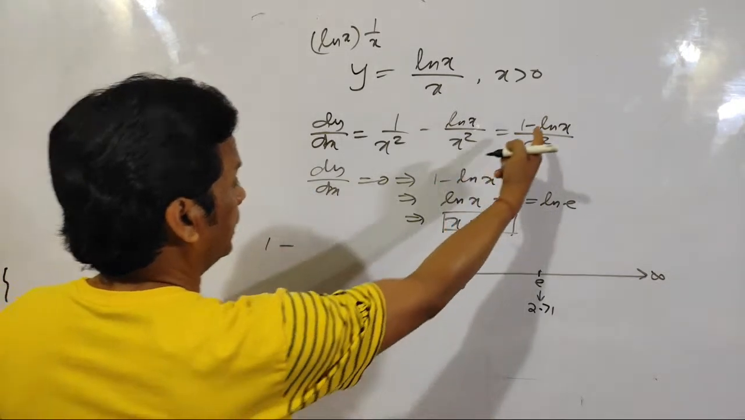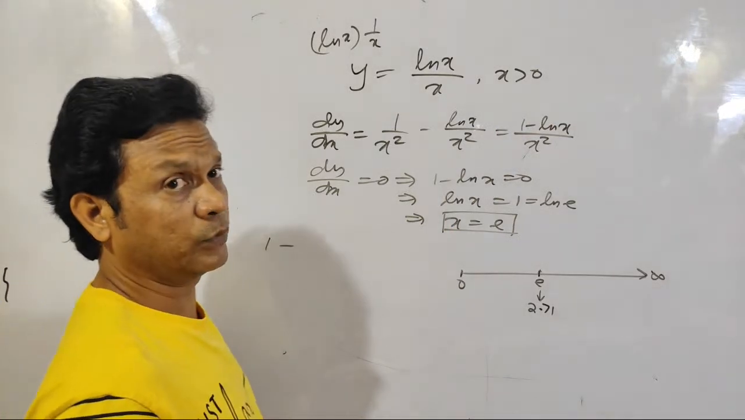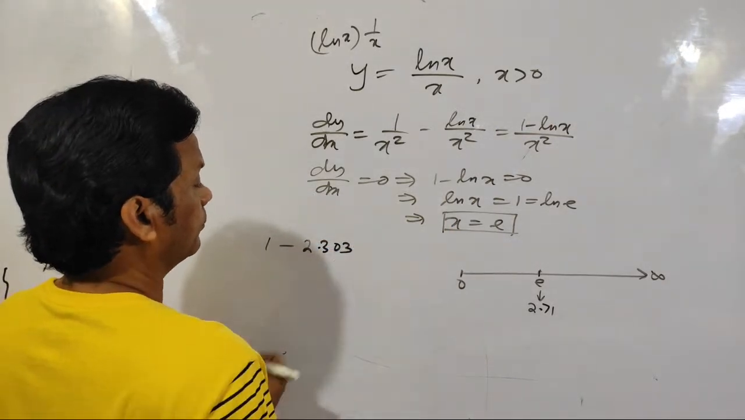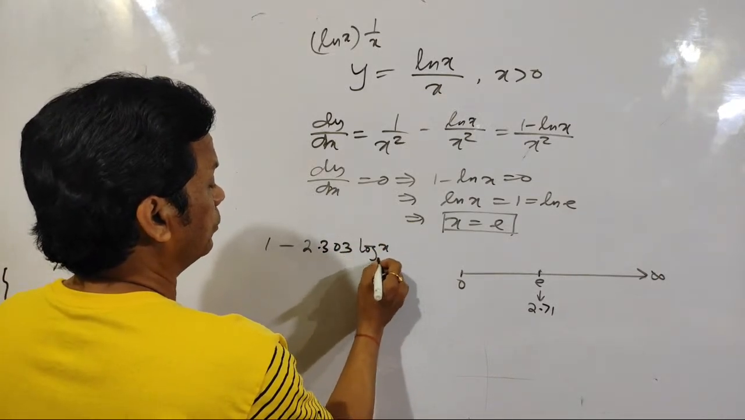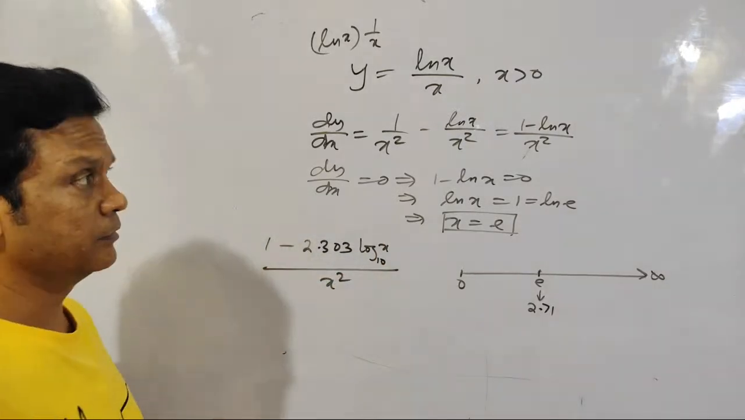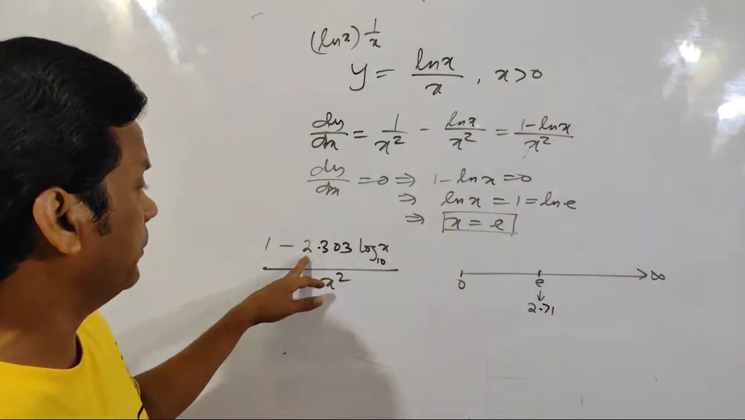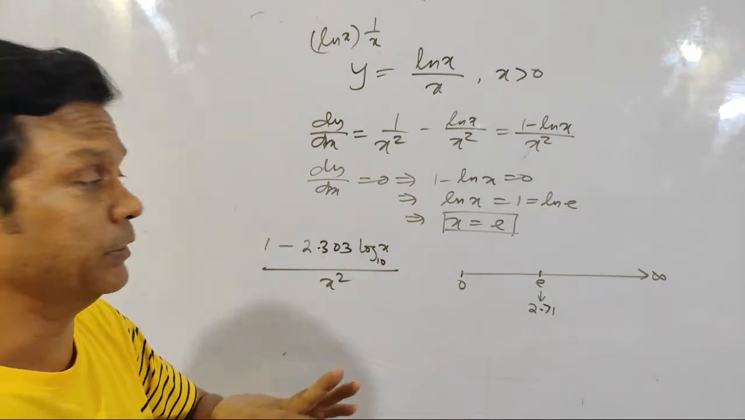And if I convert it to base 10, it will become, who can tell me? Log e to the base 10 is like that, 2.303 log x to the base 10 divided by x square, like this. Log base e can be converted to log base 10 by multiplying 2.303. So this coefficient is very important, remember.